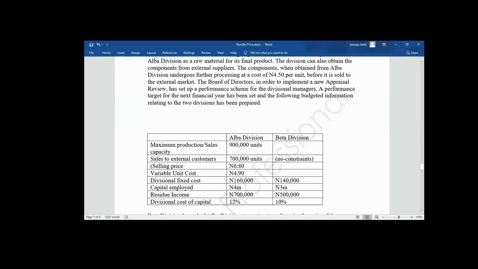We have Alpha division, we have Beta division. Maximum production and sales capacity. The maximum production for Alpha division is 900,000. Sales to external customer is 700,000. That means if Alpha division produces 900,000 units, it's going to sell 700,000 units to external customers. It still has 200,000 units, is that not? Yes, sir. Spare capacity. That 200,000 is to be sold internally now.